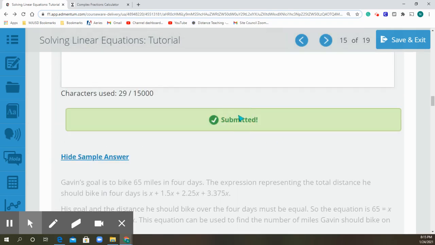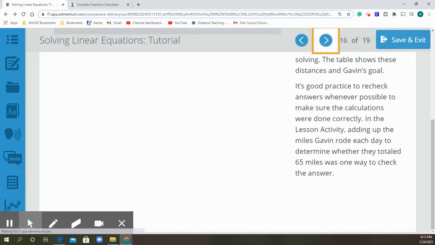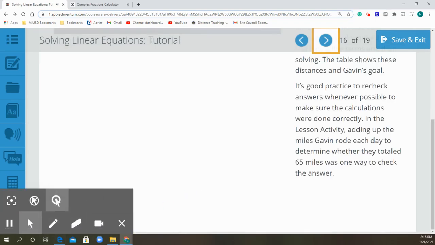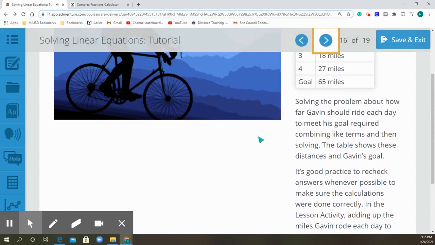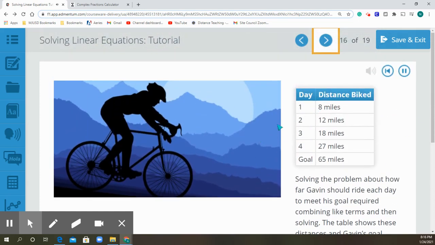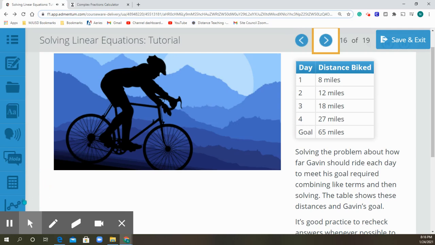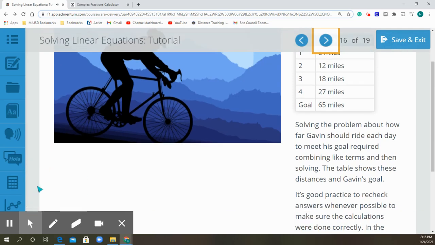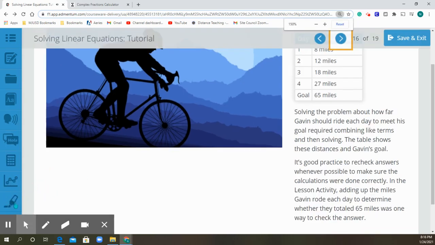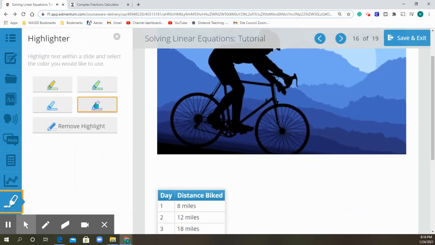Solving the problem about how far Gavin should ride each day to meet his goal required combining like terms and then solving. The table shows these distances and Gavin's goal. It's good practice to recheck answers whenever possible to make sure the calculations were done correctly. In the lesson activity, adding up the miles Gavin rode each day to determine whether they totaled 65 miles was one way to check the answer.